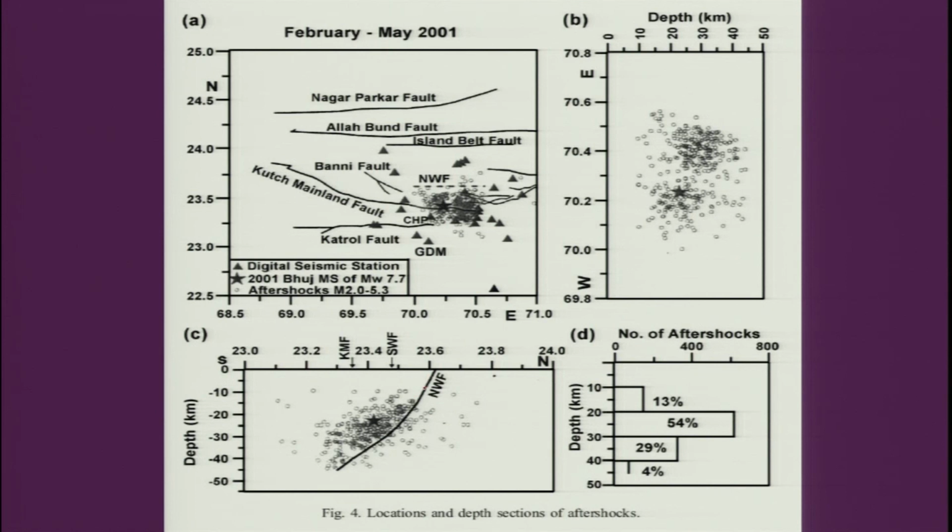But in some cases it has been observed that this is probably not the actual plane, because this is an arbitrary line which has been drawn, and the earthquake could have been on the Kutch mainland fault.